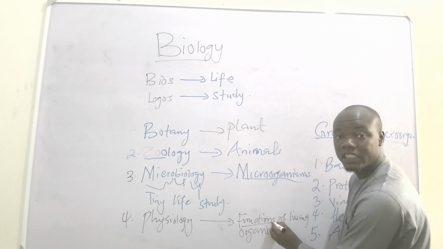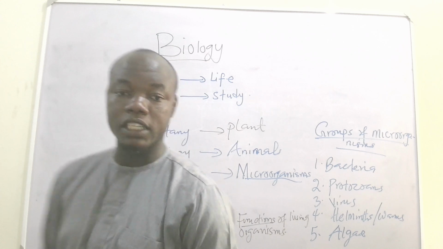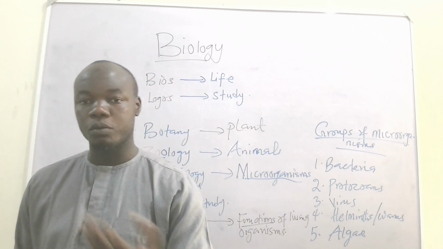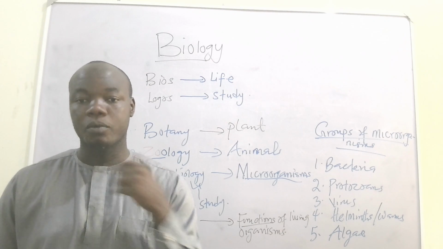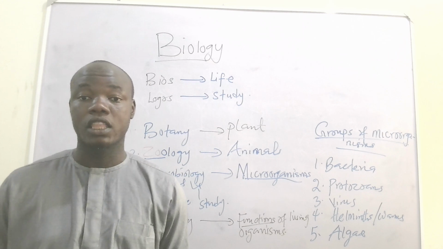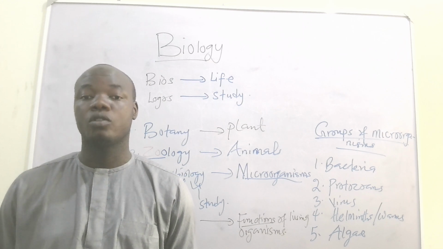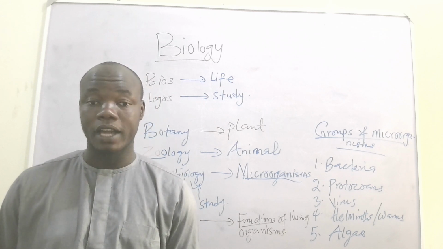So physiology is the branch of biology that deals with the study of functions of living organisms. That is, how living organisms function. For example, in human beings, we have so many different organs and tissues found in the body. And of course, we even have cells, and different cells form different organs.